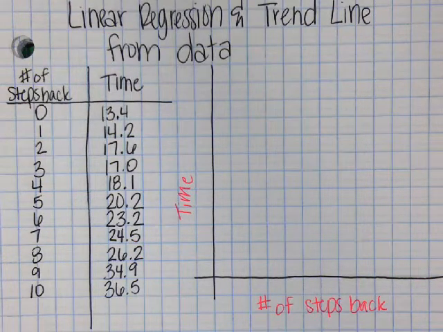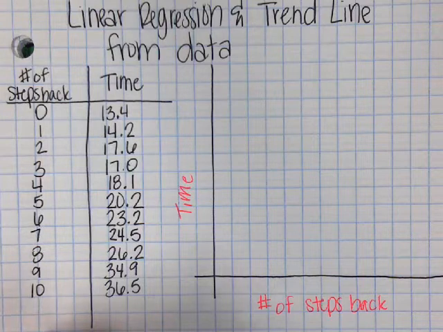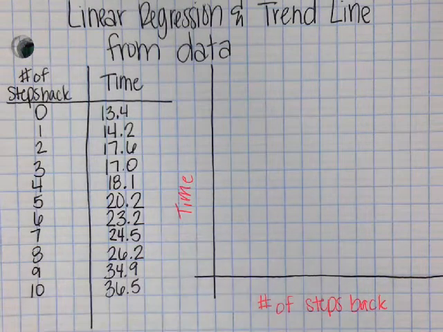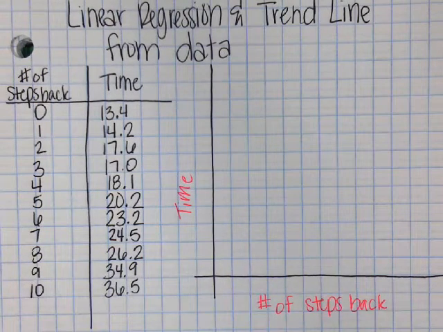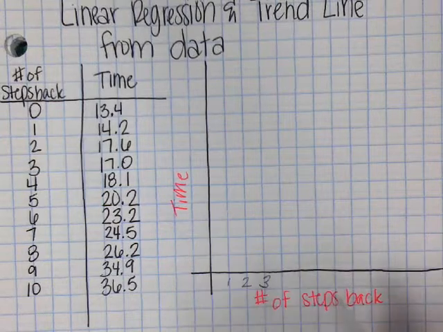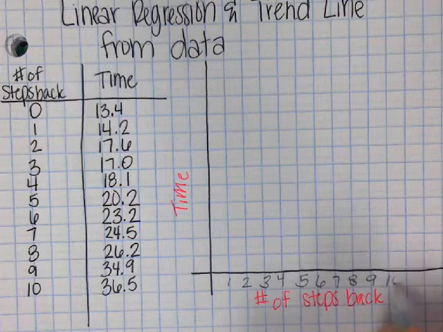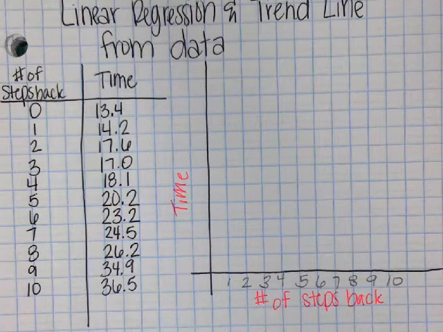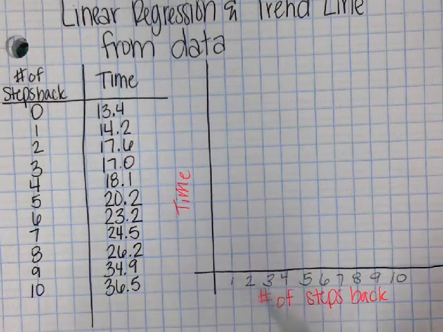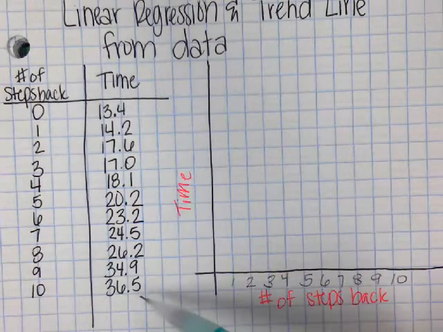You are going to just take notes over this, write this down, and tomorrow as a class we will do the linear regression for your class's data. So just make sure you write this down and plot this because this is going to be your example. Okay, so number of steps back go from 0 to 10. So we'll go 1, 2, 3, 4, 5, 6, 7, 8, 9, 10. And then if you look at the time, it goes from 13 to 36.5.